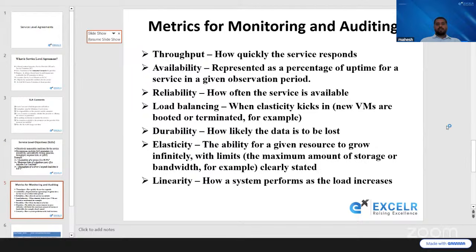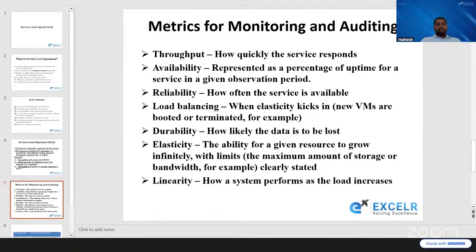Participants, this particular slide contains valuable information. So please focus carefully on this, because these are some of the metrics for monitoring and auditing. First, the metric is throughput. Throughput is simply the speed of the server, how quickly the service responds, how fast the service actually responds. It is very, very important.